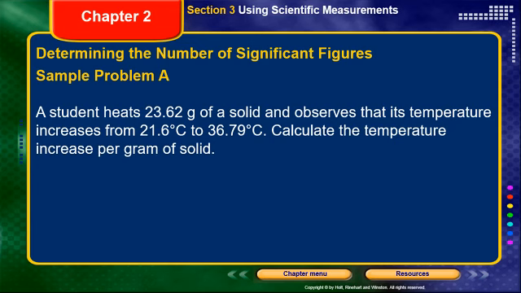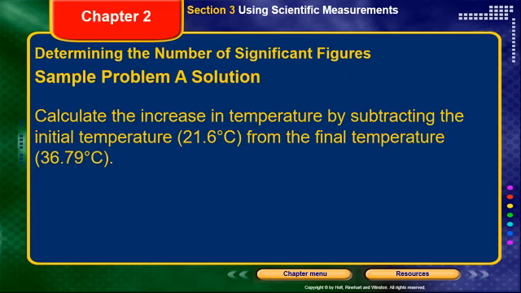All right. So what are we being asked to do? Calculate the temperature increase. That's not it. Not just the temperature increase. That would simply be the difference between the two temperatures, initial and final temperature. But it's per gram. Per gram. So we have to take into account how many grams of the solid there is. So how would we work this out?